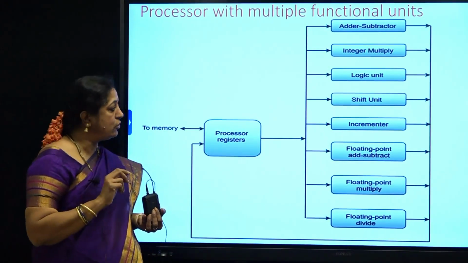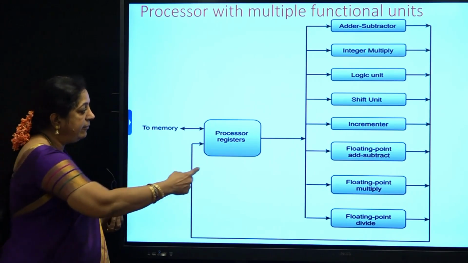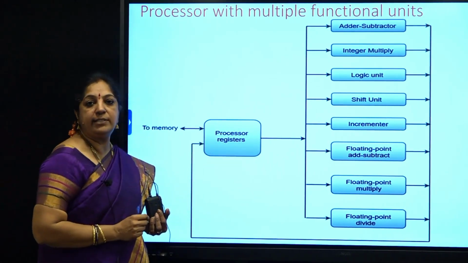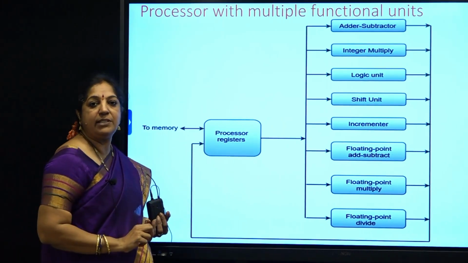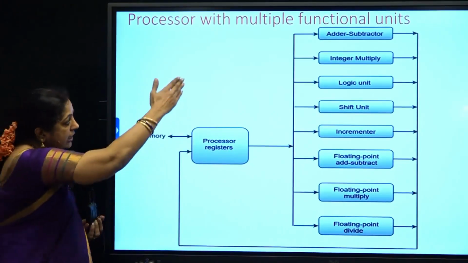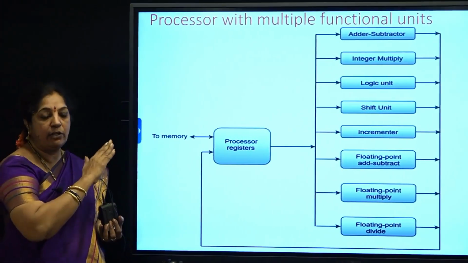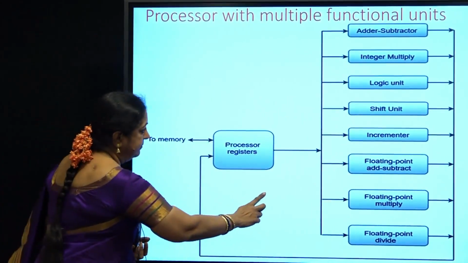The incrementer is used for incrementing a value by one. Floating point addition and subtraction is a separate unit. Floating point multiplication is a separate unit, and floating point divide is a separate unit. All these units are not dependent on each other, and they can perform their operations in parallel.